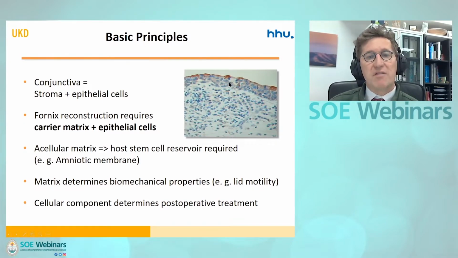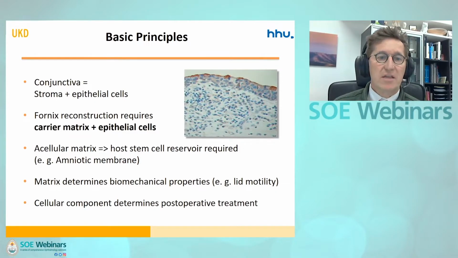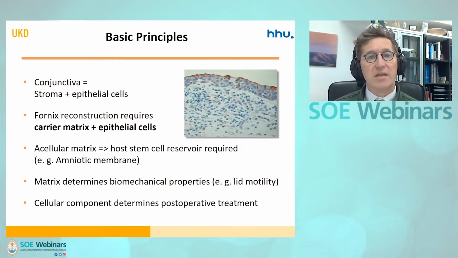The matrix itself will determine the biomechanical properties. For example, a stiff matrix will lift the lower lid, reducing exposure, while the cellular component will then decide whether we need to apply immunosuppressive treatments. If we have an allogeneic stem cell from a donor, we need immunosuppressants, while if we use autologous stem cells from the host itself, then we don't need immunosuppressives.